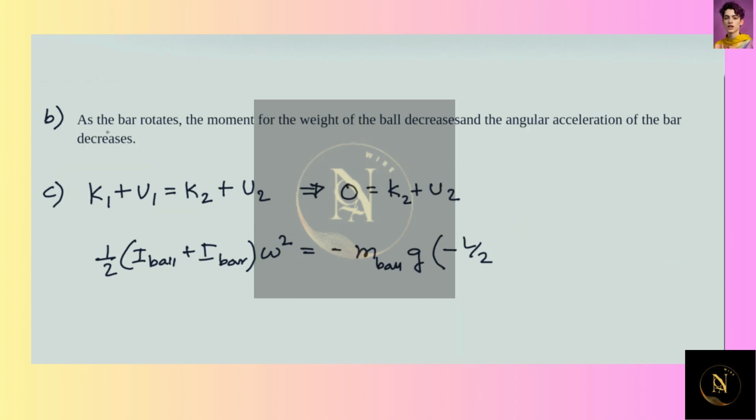In part B, as the bar rotates, the moment for the weight of the ball decreases because the ball is no longer attached to the bar. So that's why the angular acceleration of the bar will decrease as well.